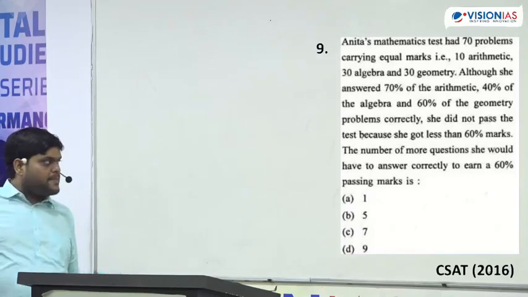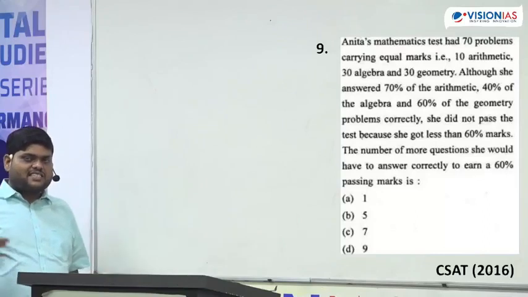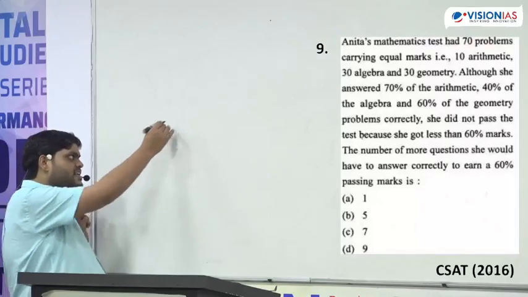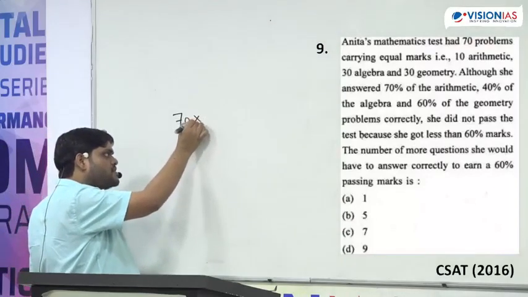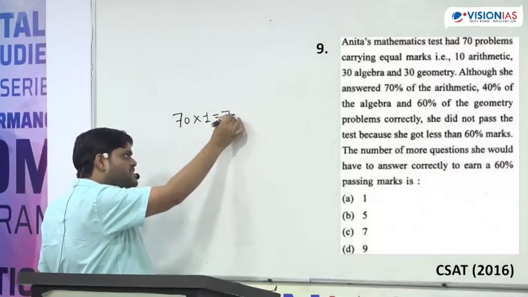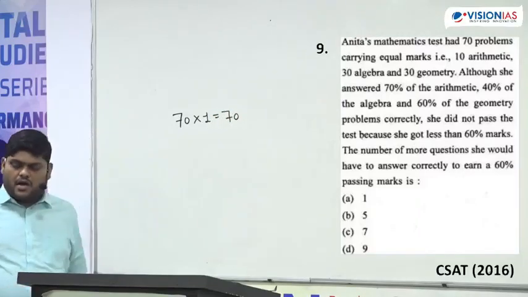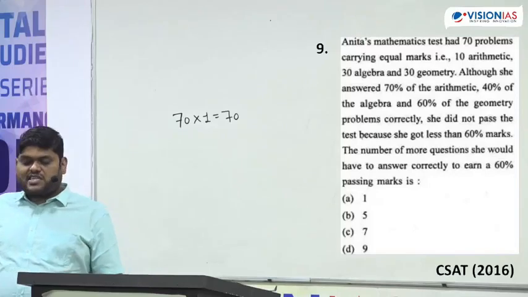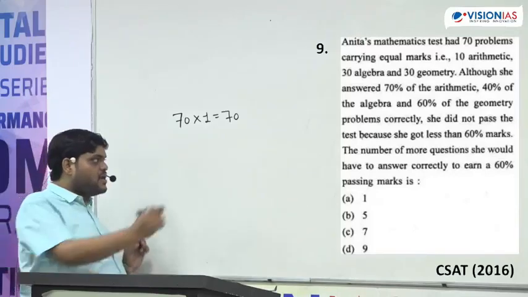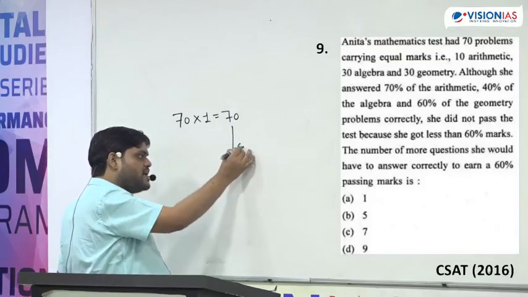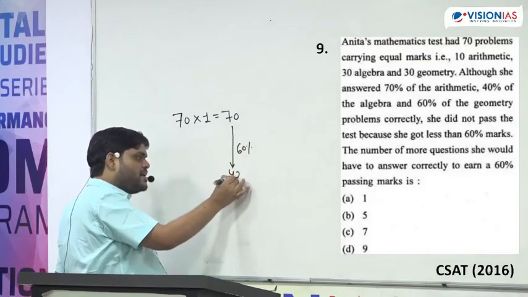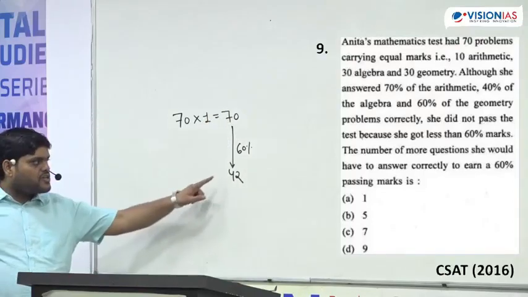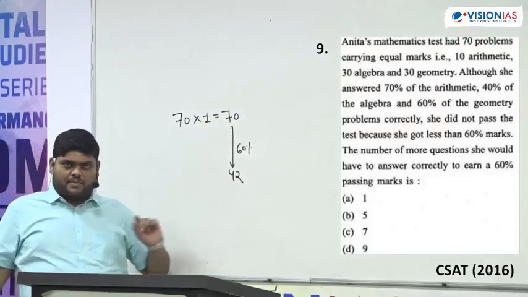Okay, now 70 problems are there. So we can consider each question has 1 mark or 10 marks or anything. I am considering each question of 1 mark. That means total number of marks is 70. And how much should she score? Total 60% marks to pass. So out of this, 10% is 7, 60% is 42. So 42 marks required to pass the examination.